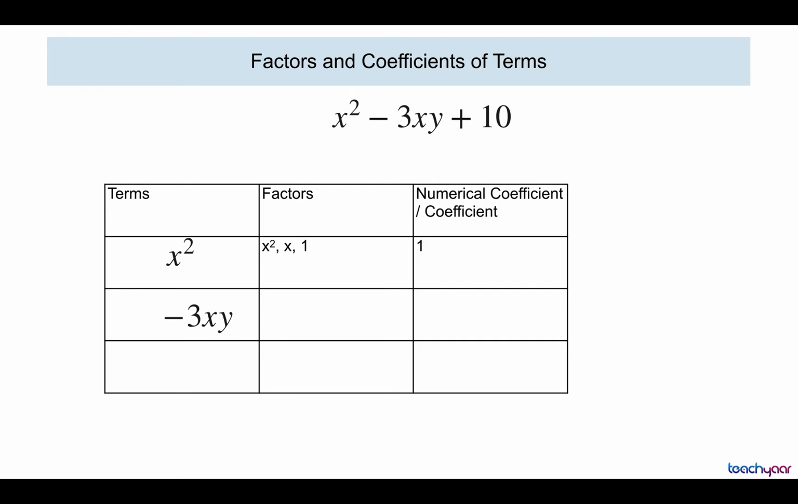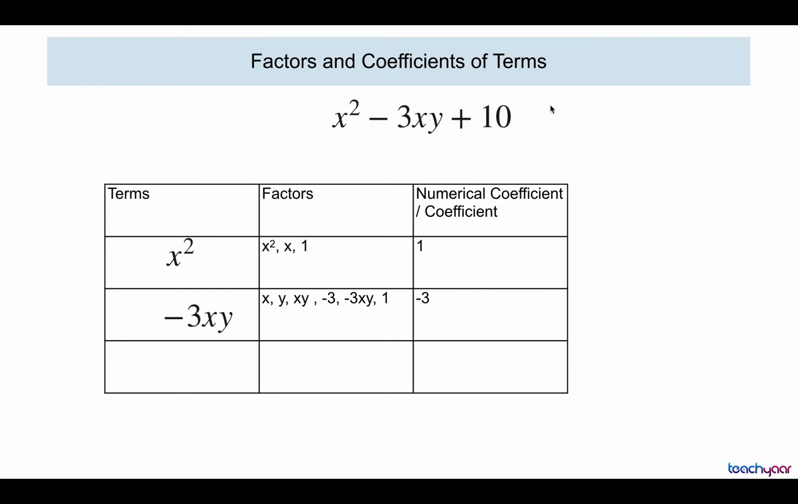What about the second term, minus 3xy? So the factors are simple. You have x, you have y, you have xy, you have minus 3, you have minus 3xy and 1, because all these are factors of this term, right? Minus 3xy times 1 is minus 3xy. Minus 3 times xy is minus 3xy, right? And x and y. You can also have, say, 3, for example, but let's not go there. Let's just keep it simple. Okay. So now, what is the coefficient, right? The combination of variables is xy. The number in front of it is minus 3, so the numerical coefficient is minus 3.